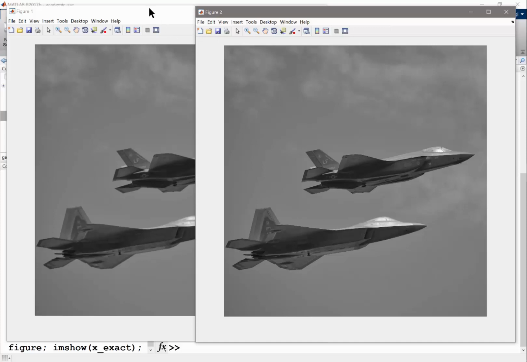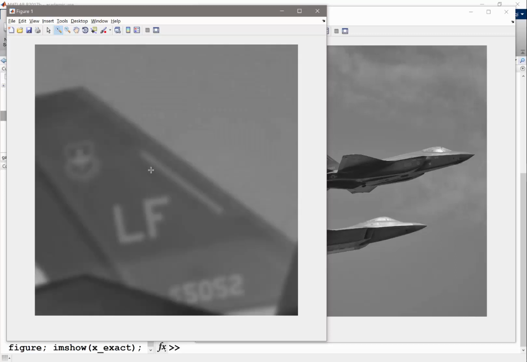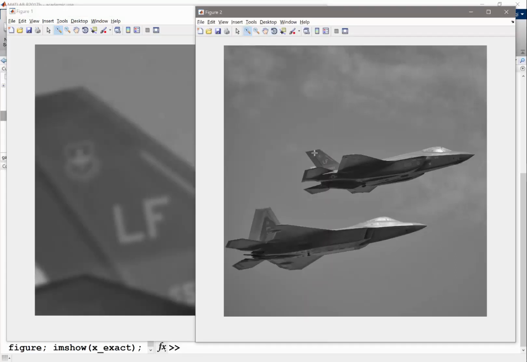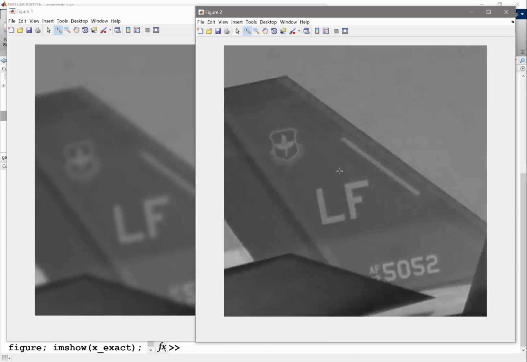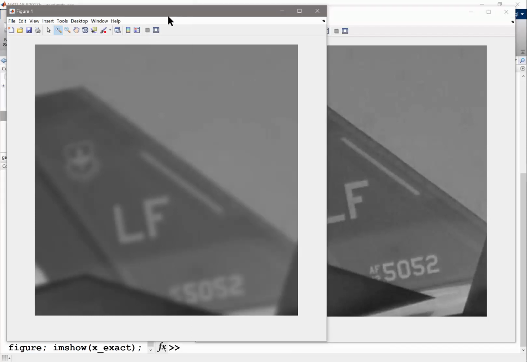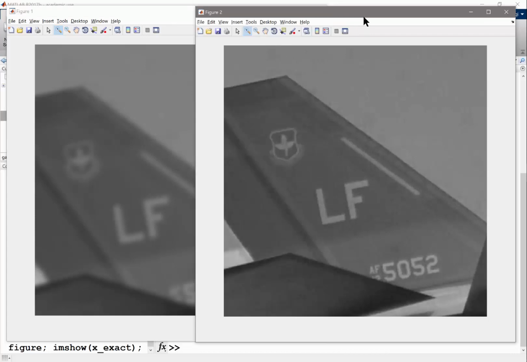And then it's actually interesting to zoom in. From here it's such a huge image that you don't really see the details. So let's zoom into the tail. Figure 1 is the remaining error, and figure 2 is the original exact solution. You see the difference? What have the 10 iterations of Gauss Seidel done? You see any difference between these two tails? Yes? No? The left one is blurrier. Yes, that's right.